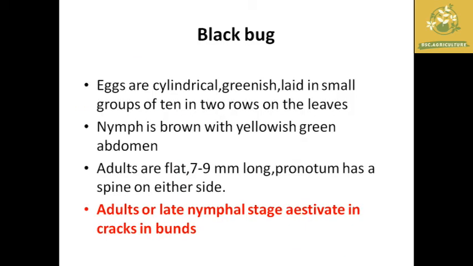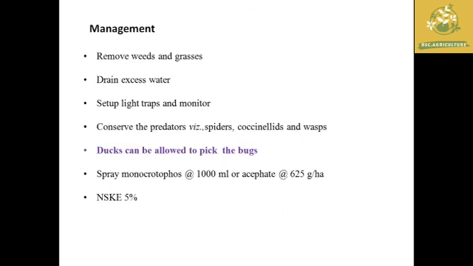And while seeing about the black bug, the eggs are said to be cylindrical, greenish, and laid in small groups of around 10 in 2 rows on the leaf sheath. The nymphs are said to be brown with a yellowish green abdomen, and the adults are flat, 7 to 9 mm long, and the pronotum has a spine on either side. And while seeing about the adult, there are later nymphal stages. Menstruation cracks on the buds are said to be present.